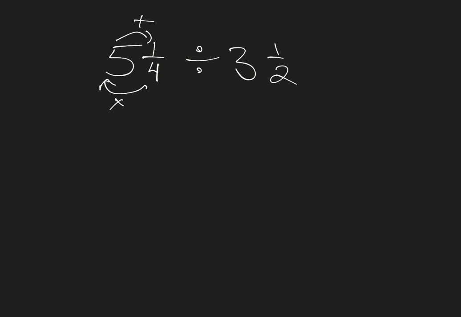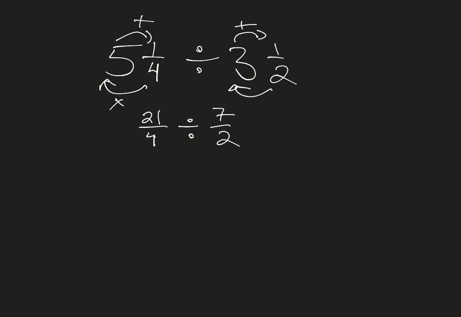Last example. What if we're dealing with a mixed number? 5 1/4 divided by 3 1/2. Mixed numbers are kind of icky to work with, so before we do anything, we're going to change them into fractions greater than 1. To do that, we start at the 4, we multiply, we add the 1, and then the denominator stays the same. So 4 times 5 is 20, plus 1 is 21. So it's 21/4 divided by 2 times 3 is 6, plus 1 is 7, so it's 7/2.